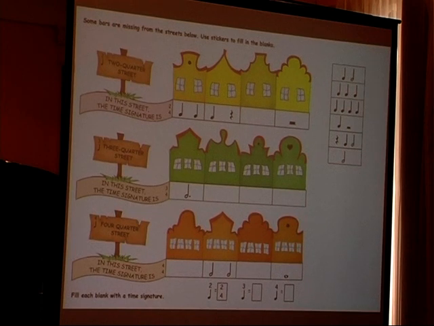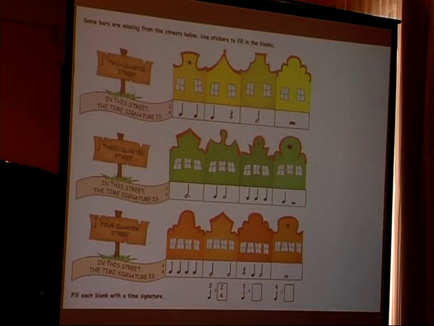So what the child begins to understand as he progresses through this task is that time signature does not indicate the number of quarter notes, but it indicates actually the number of beats per measure. This is how the task goes.